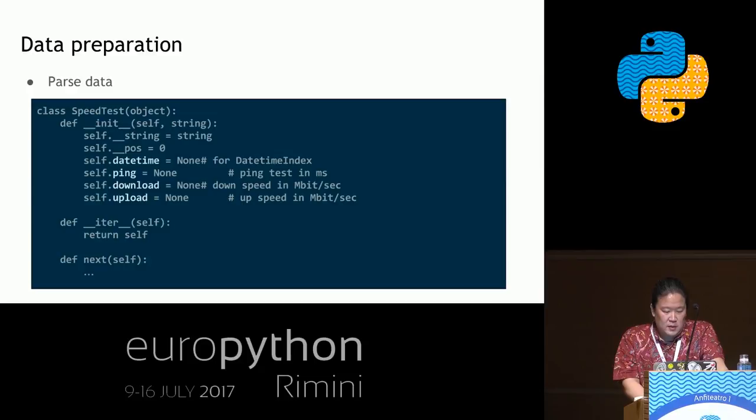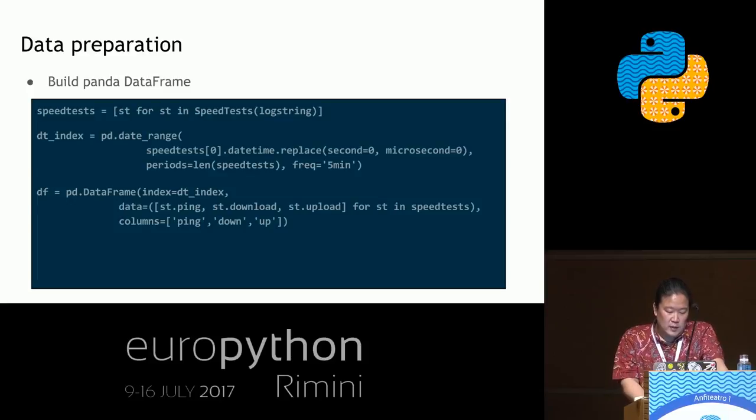And this is the iterator class that I use, which is reading the log string until the next delimiter happens, and parse and store the metrics and date times. It's time to build a data frame with pandas. I make a list of speed test objects, starting the log, parsing the log string, and next, I build the data, a datetime index for the data frame.